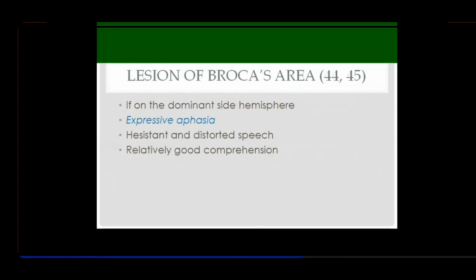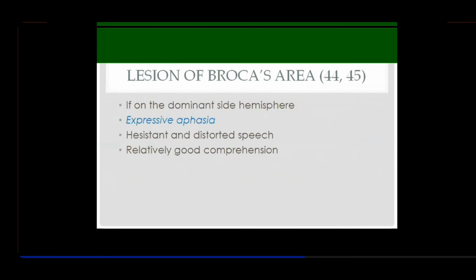Broca's area lesion. Now, Broca's area is area number 44, 45, that is, pars opercularis, pars triangularis. Now, this is functional on the dominant cerebral hemisphere, that is on the left cerebral hemisphere. And that is responsible for the expression of speech.